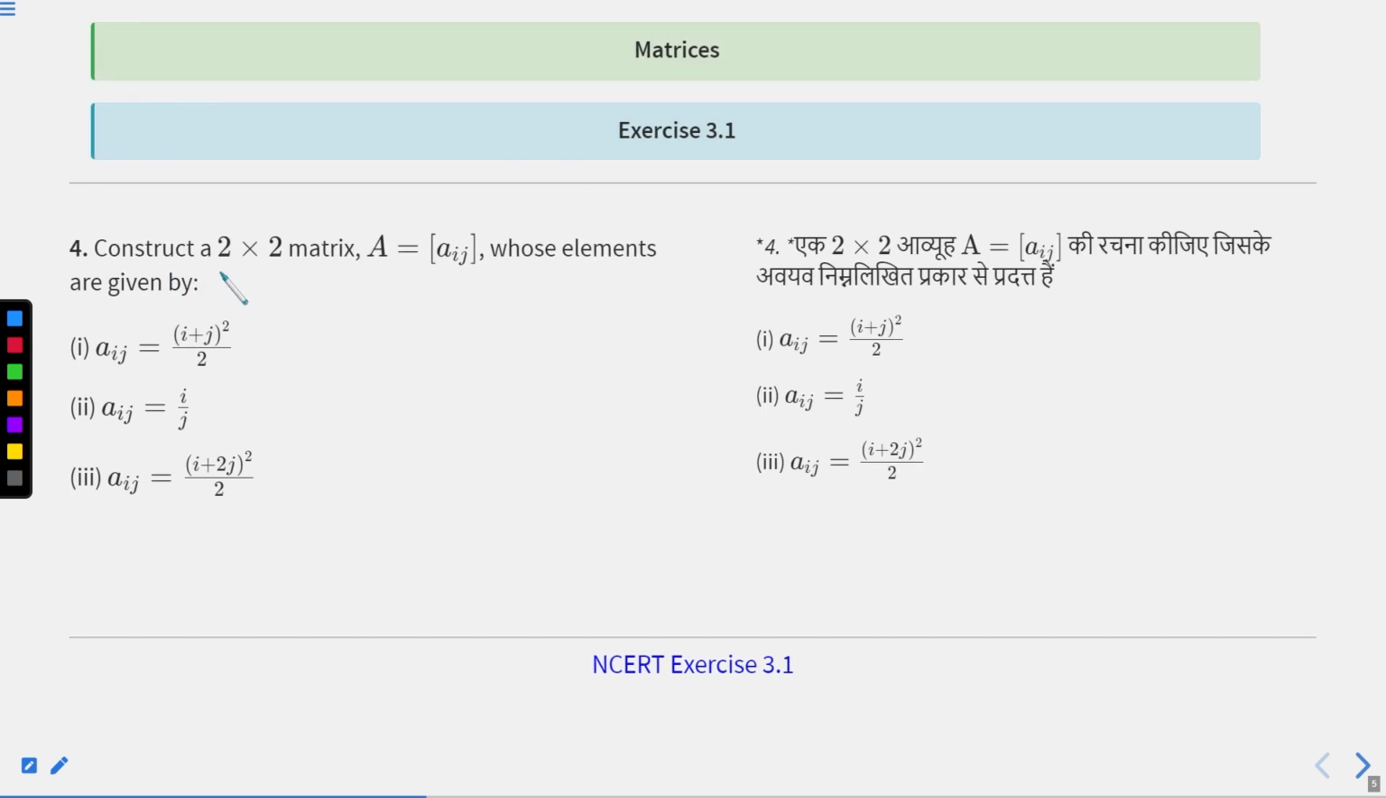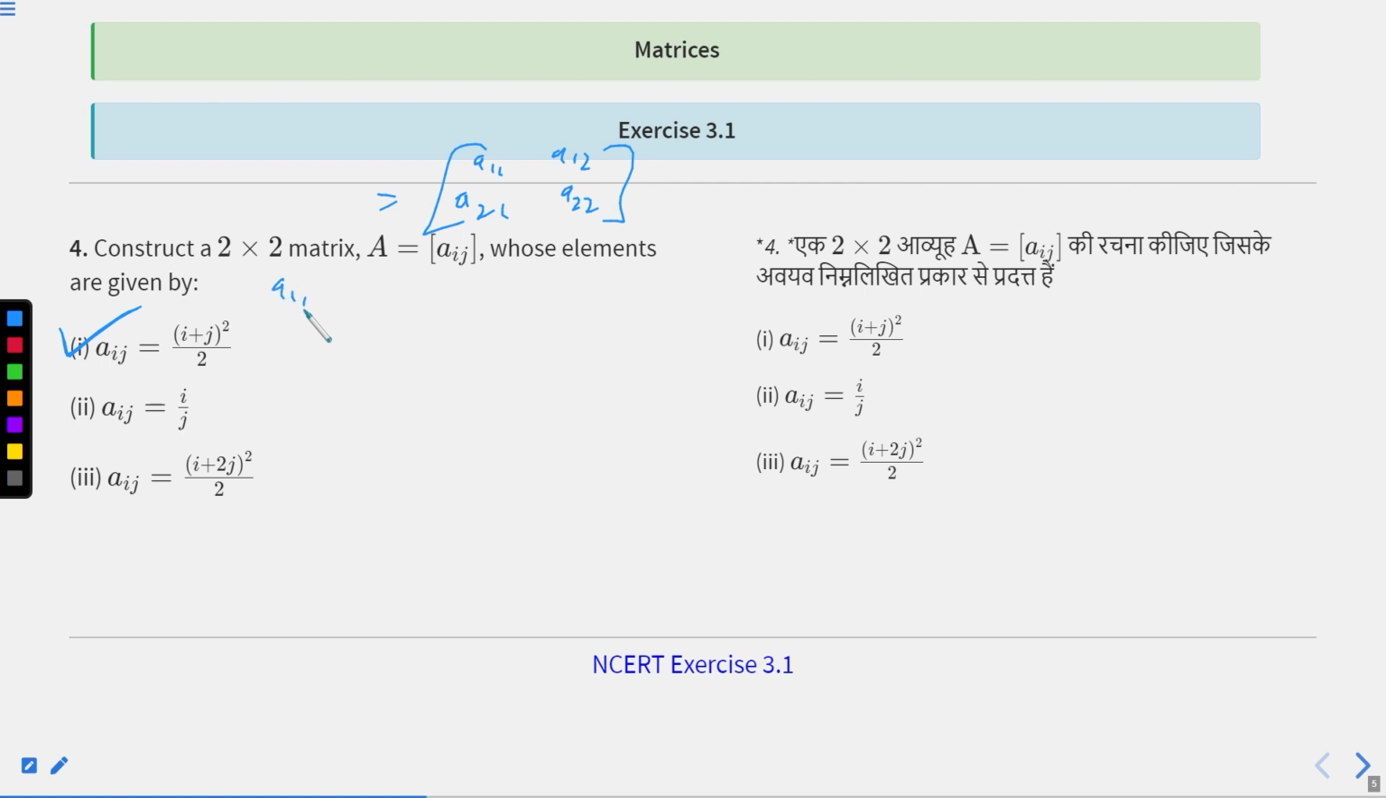You have to construct a matrix, but a 2 cross 2 matrix means that you have 2 rows and 2 columns. Simple. Okay, the matrix, we all know what this means, is quite simple. This is A11, A12, A21 and A22. As you can see, this is your square matrix. Why? The number of rows and number of columns both are the same.